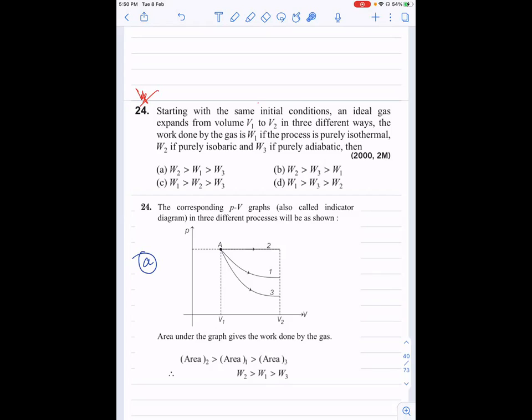अगर ग्राफ दिए होंगे, then we can say number of moles doesn't matter. ग्राफ से हम आइडिया लगा सकते हैं, बट यहाँ पे उन्होंने ideal gas means same ideal gas is heated differently or expanded differently. V1 and V2 are given, same change of volume, same initial and final volume.